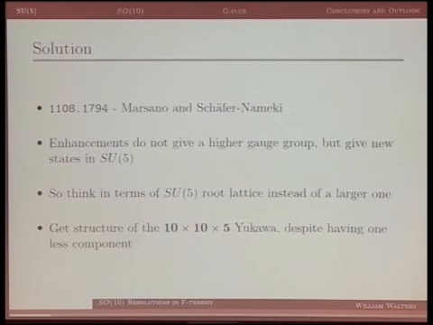But that was short-lived, because next month another paper showed that you can look at it a different way. And if you look at the enhancements as not giving a higher gauge group, but giving new states in SU5, then everything works absolutely fine. So instead of thinking of getting a new group or a new higher dimension to your root lattice, we stay in SU5 and we look at all our states as being just part of that root lattice, and we get the exact weights that give us the matter, and we also get the structure of the 10 10 5 Yukawa.